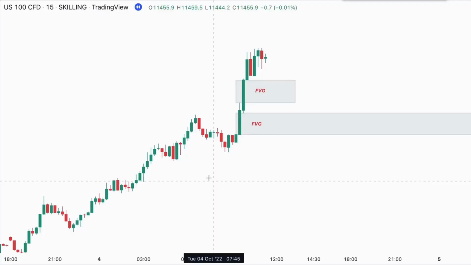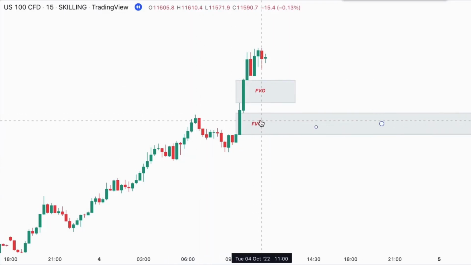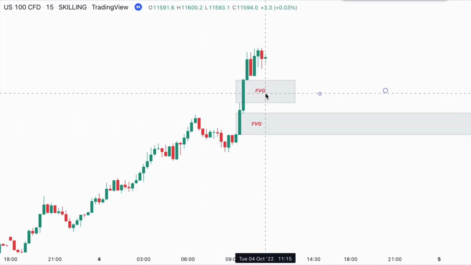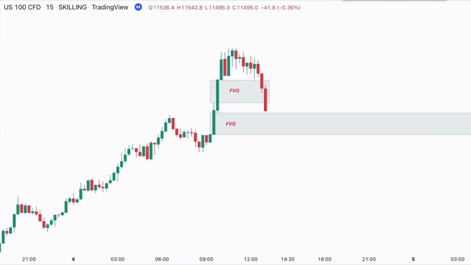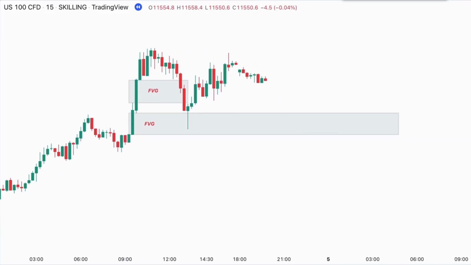Here we are in front of a bullish bias. Price broke the structure and formed two fair value gaps. So you can notice that price after that came back to fill these fair value gaps exactly.